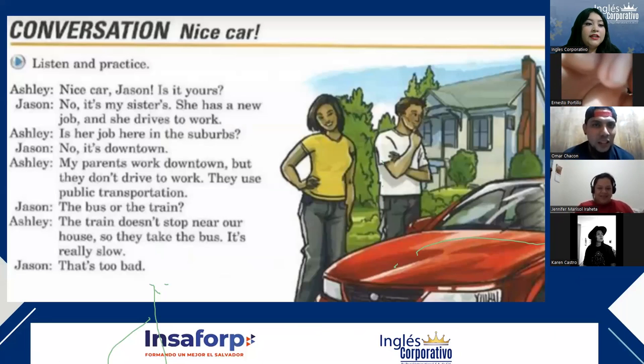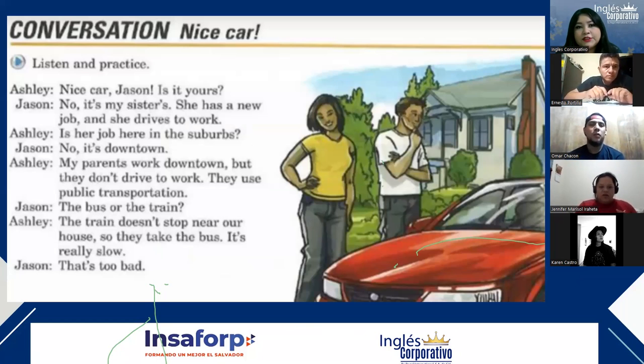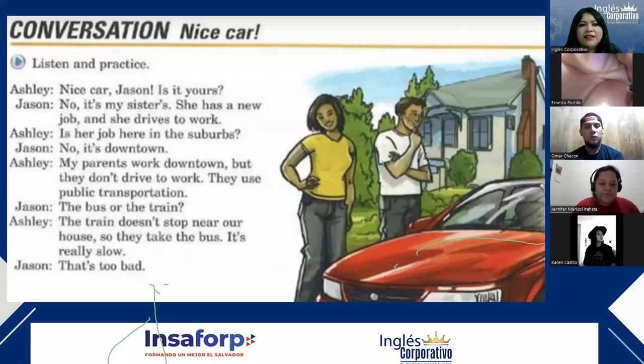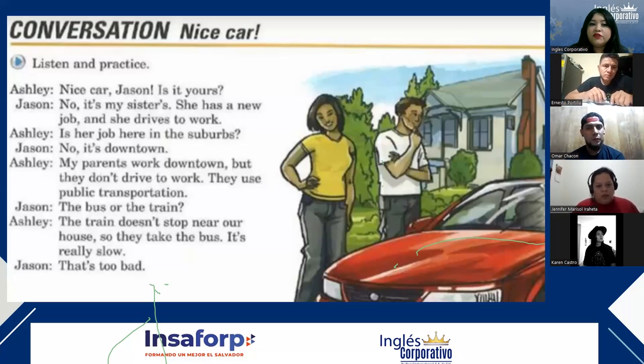We have Ashley and Jason. Nice car, Jason. Is it yours? No, it's my sister's. She has a new job and she drives to work. Is her job here in the suburbs? No, it's downtown. My parents work downtown, but they don't drive to work. They use public transportation. The bus or the train? The train doesn't stop near our house, so they take the bus. It's really slow. That's too bad, right?